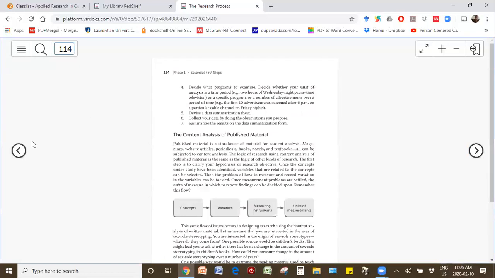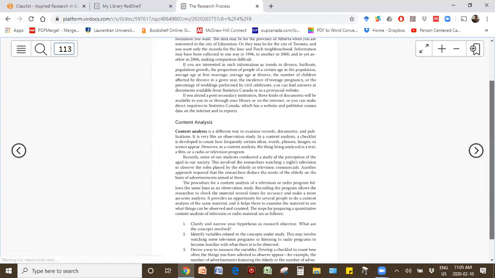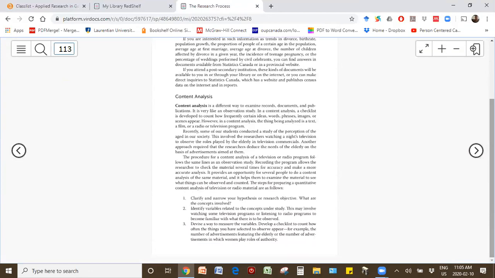We looked at records to measure variables and concepts. I'm not sure we spoke about content analysis. Content analysis in qualitative research, you can also use it as a semi-quantitative method, but mostly it's a way to examine records and documents in publication. You're looking for themes in written documents, in print.